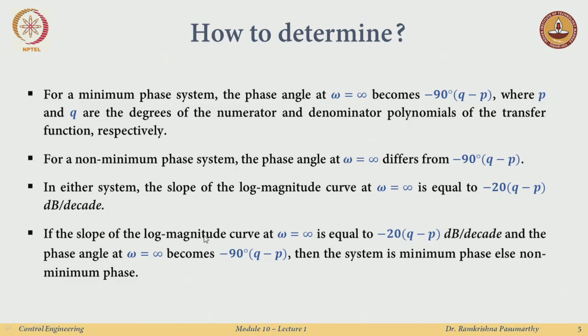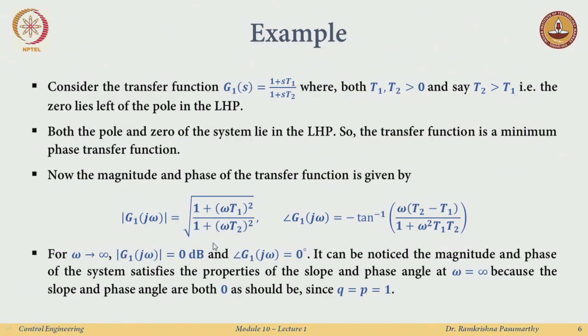And if the slope of the log magnitude curve is equal to minus 20 (q minus p) decibel per decade and the phase angle is again minus 90 (q minus p), then the system is minimum phase, else it is non-minimum phase. What uniquely determines whether it is minimum phase or non-minimum phase is this number, the phase angle minus 90 (q minus p). Okay, so let's start with an example.